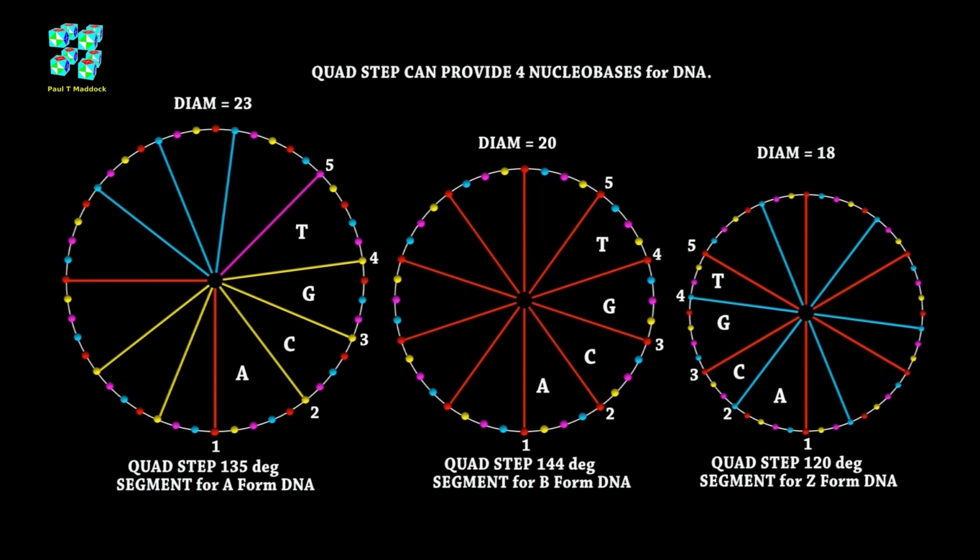Okay, if you look in front, I'm showing you the nucleobases as A, C, G, T. That's about all I know about that stuff, so don't ask me any questions about that. But what I'm trying to say is that DNA strings come in Quadstep segments.